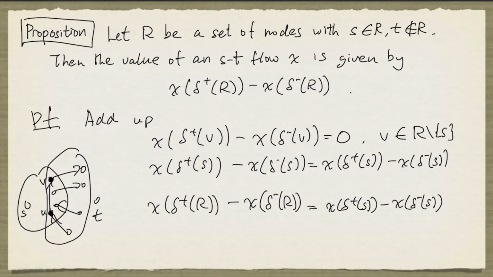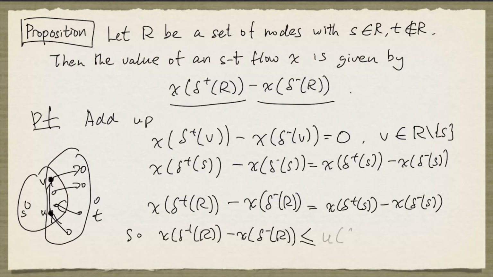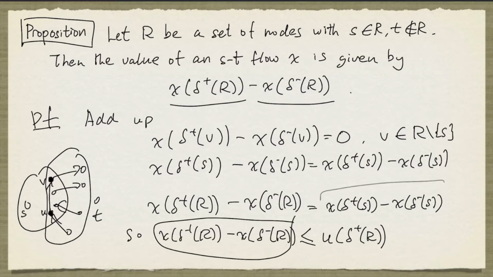We know that this is at least 0. And this is at most the sum of the capacities on the arcs in this ST cut. So we can say that this is at most the sum of the capacities on the arcs in the ST cut, given by delta plus R. But we know that this is precisely the value of the ST flow, and so the claim follows.